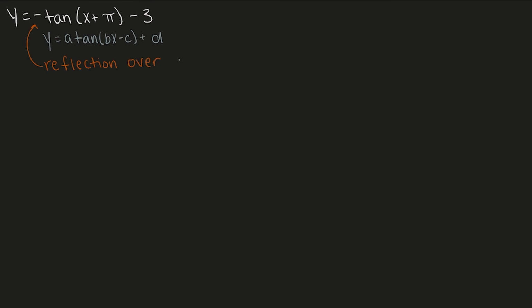Here's our next example. Y equals negative tan of x plus pi, minus 3. That negative out in front means we have a reflection over our x-axis for this graph. Let's find our asymptotes. So x plus pi equals pi over 2, and x plus pi equals negative pi over 2. This means we have an asymptote at x equals negative pi over 2 and x equals negative 3 pi over 2.